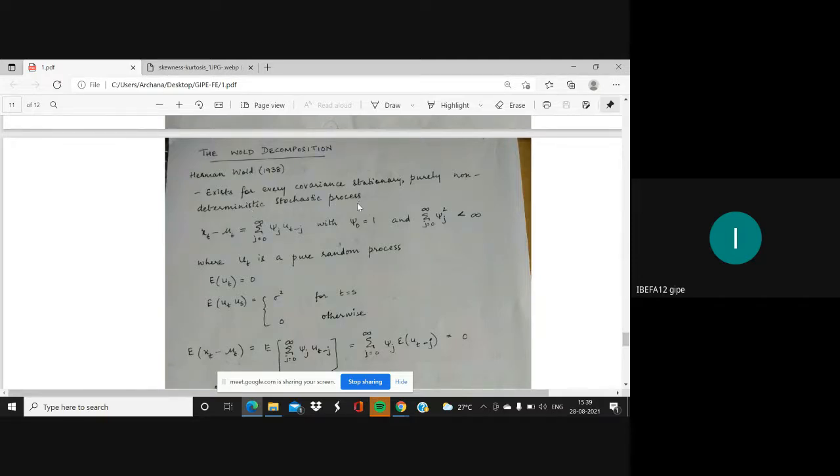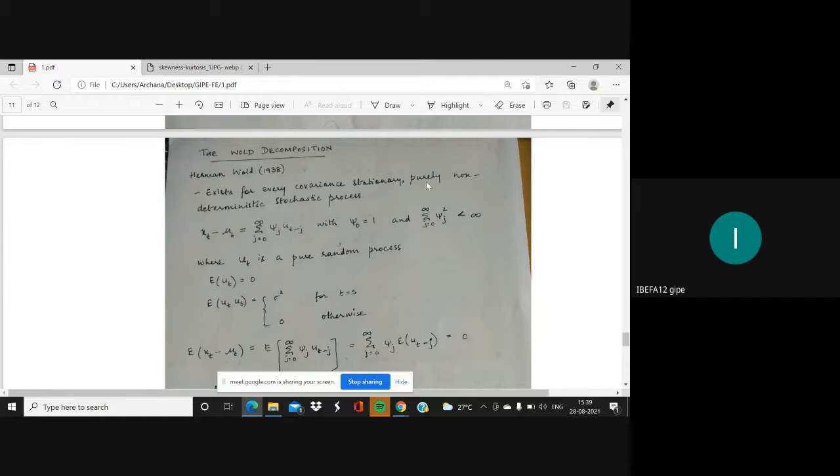I'll explain what this means, but just think that for any time series which follows the conditions we just discussed of weak stationarity, you can represent this time series by using such an equation or such a decomposition. We'll look at what exactly this decomposition is.